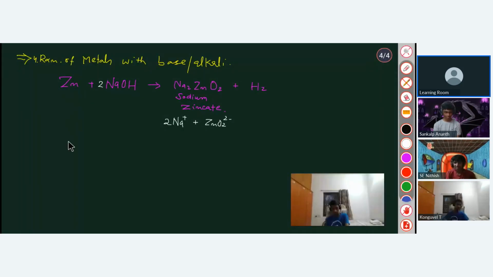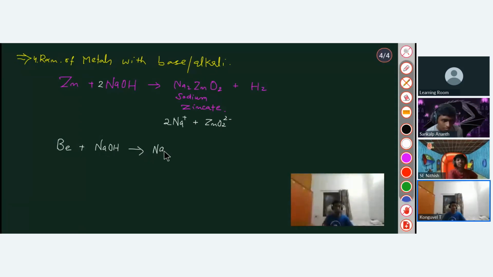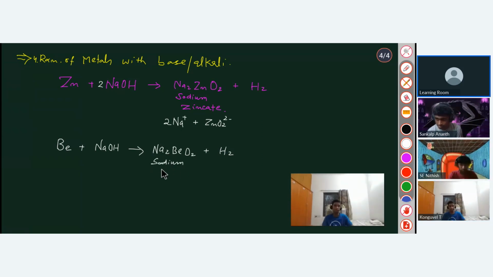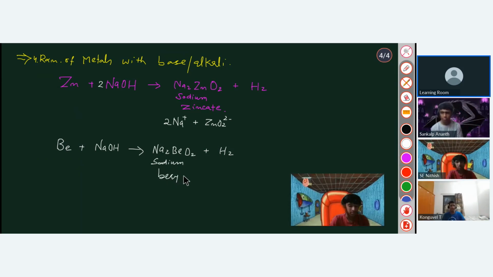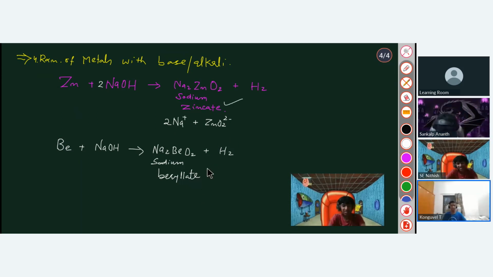I hope you can tell me the same type of reaction in the case of beryllium, Be. Can you tell me the reaction with sodium hydroxide? Be plus NaOH gives Na2BeO2 plus H2, sir. It is known as sodium beryllate. Two before NaOH. So here it is sodium zincate, and here it will be sodium beryllate.